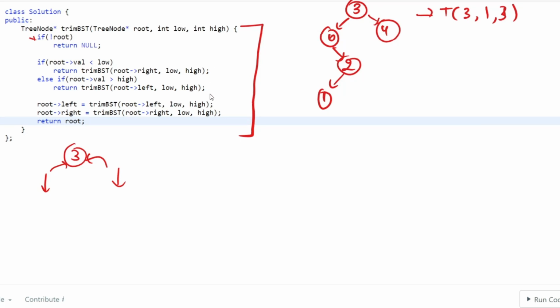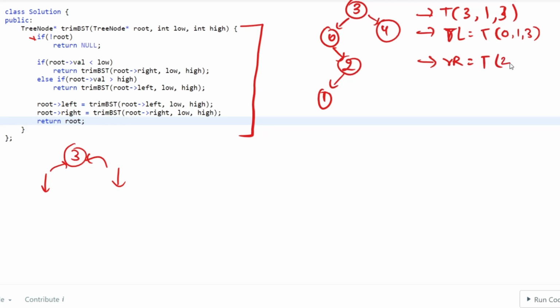So we are going here: root left is equal to this. You can denote it by root left equals t of its left, and left is 0 1 3. So we call this function. Now we start checking, is it null? No. Is its value less than 1? Yes, absolutely. So its value is less than 1, so we are going to check its right value.